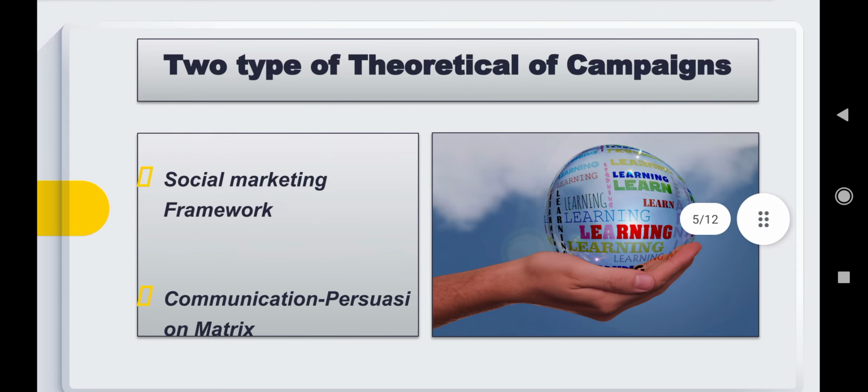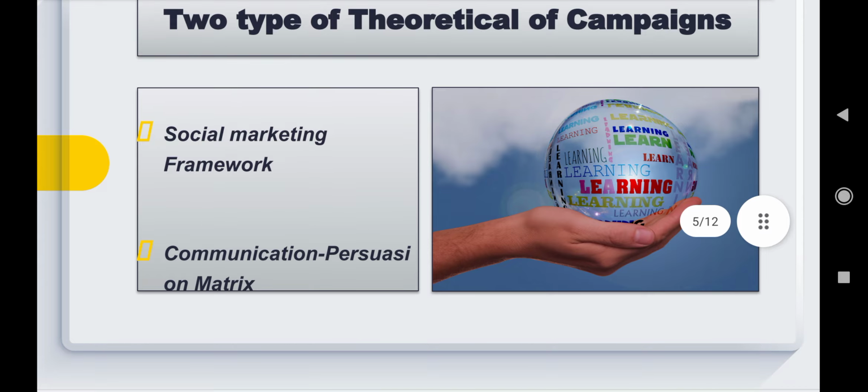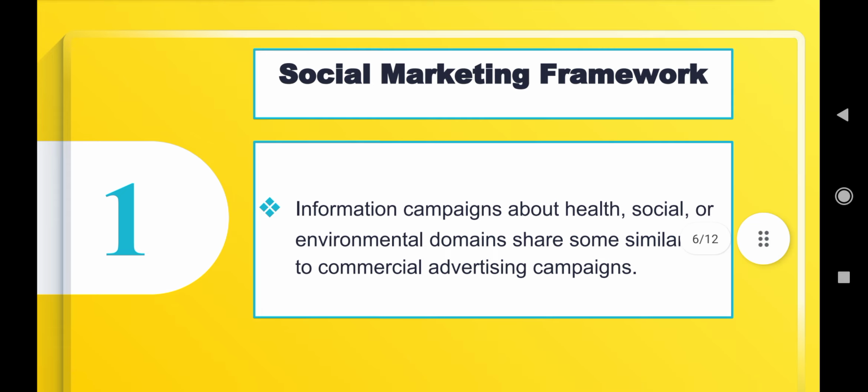Next, we have two types of theoretical frameworks of campaigns. First, we have the social marketing framework. Second, we have the communication persuasion matrix. The social marketing framework: information campaigns about health, social, or environmental domains share some similarities to commercial advertising campaigns. An example is the campaign about the causes of smoking cigarettes.